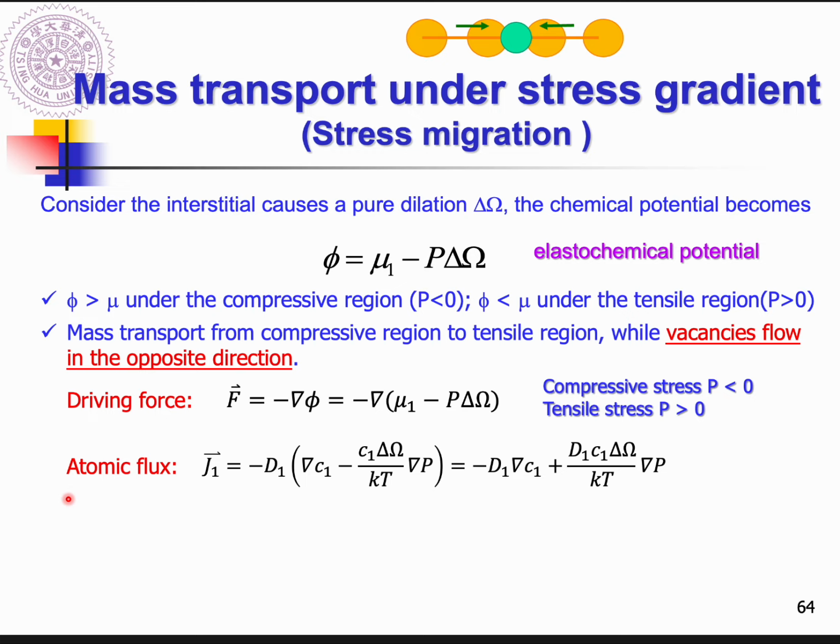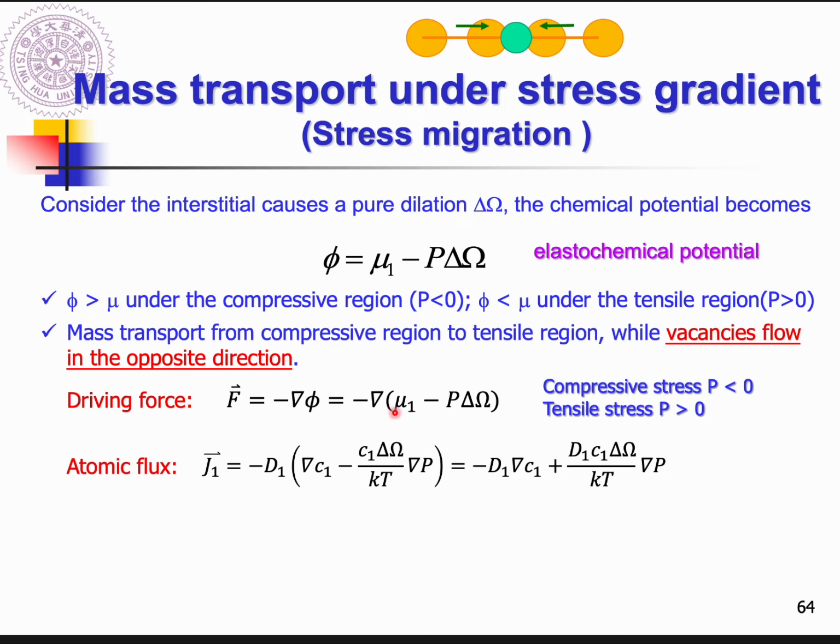So in order to quantitatively describe this atomic flux induced by the stress gradient, first of all, we need to formulate the driving force. The driving force, as we mentioned, as long as you know the chemical potential term, you take the minus gradient, then you know the driving force. So we have a potential, right? Take the gradient and minus, you get the driving force. And just a remark: compressive stress P is negative, tensile stress P is positive. And now you know the driving force.